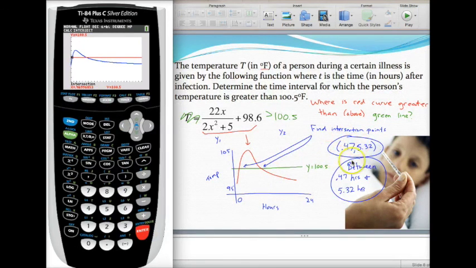So here is my solution, sort of in interval notation. The times when my fever is above 100.5 are between 0.47 hours and 5.32 hours. Notice I included parentheses because I just want to know when I was greater than, not equal to 100.5. But because this was a story problem, it probably makes more sense just to write your answer as a statement or a sentence. I would say my fever is above 100.5 between about 0.47 hours after infection and 5.32 hours.